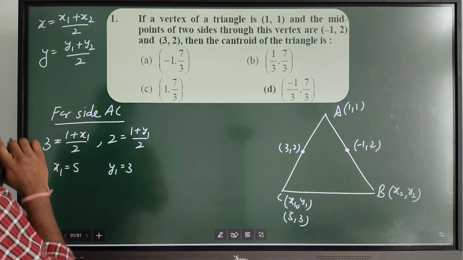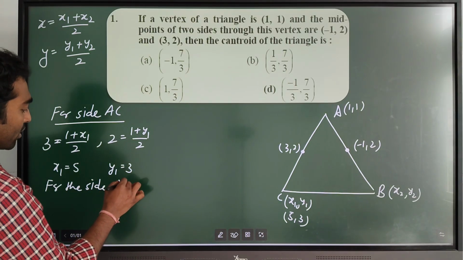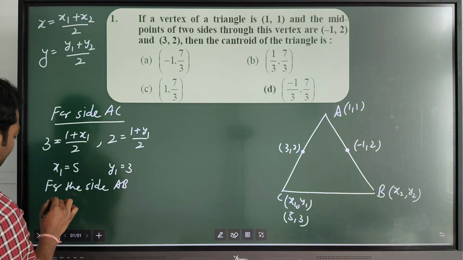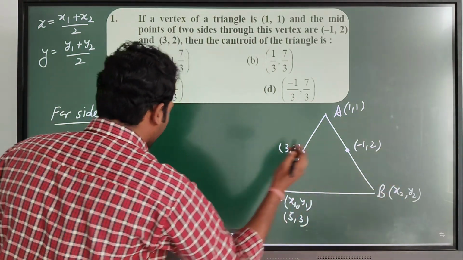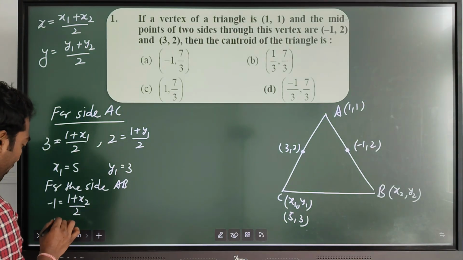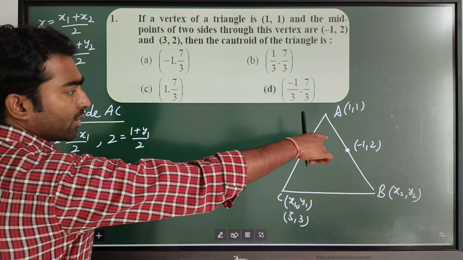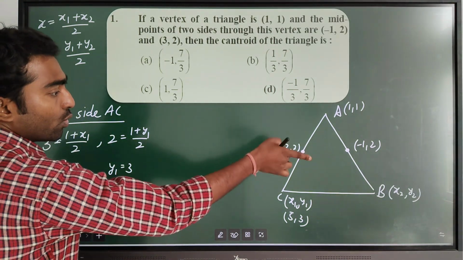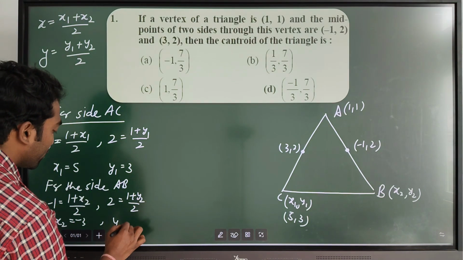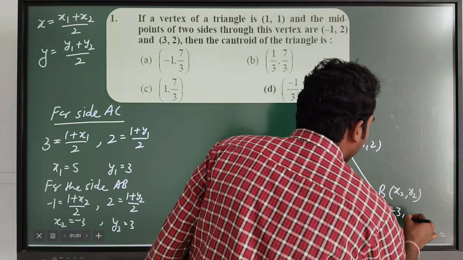Similarly, for the side AB, the x coordinate of the midpoint is -1, which equals (1 plus x2) divided by 2, which means that x2 equals -3. Similarly, for the y coordinate, 2 equals (1 plus y2) divided by 2, which means that y2 equals 3. So the coordinate of B is (-3, 3).